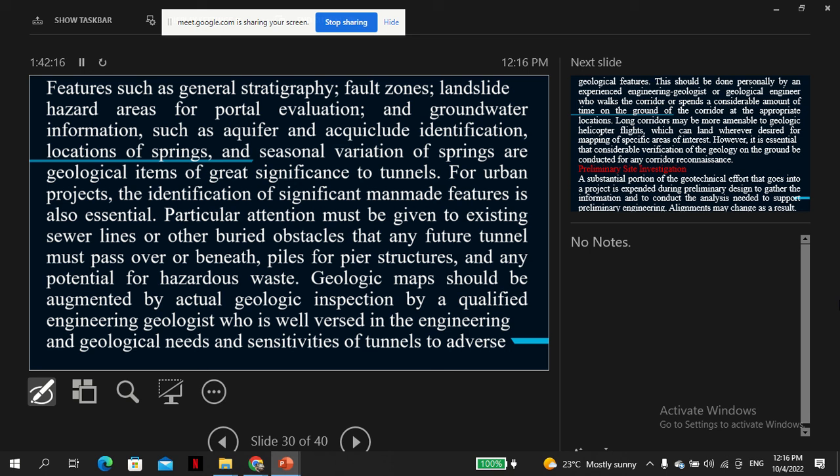Geological maps should be augmented by actual geological inspection by a qualified engineering geologist who is well versed with the engineering and geological needs and sensitivities of the tunnel. So the idea is, even if you have the maps, while the maps are useful and give you good insight, I'm sure you have seen maps, even maps of your own village, that do not really represent what is in your village. So these things have been made by humans.